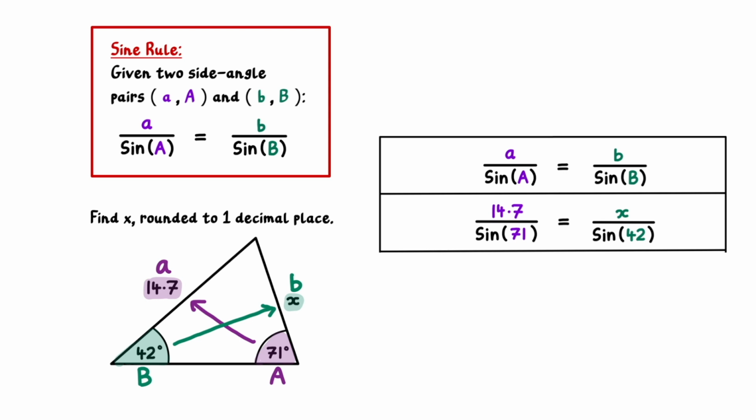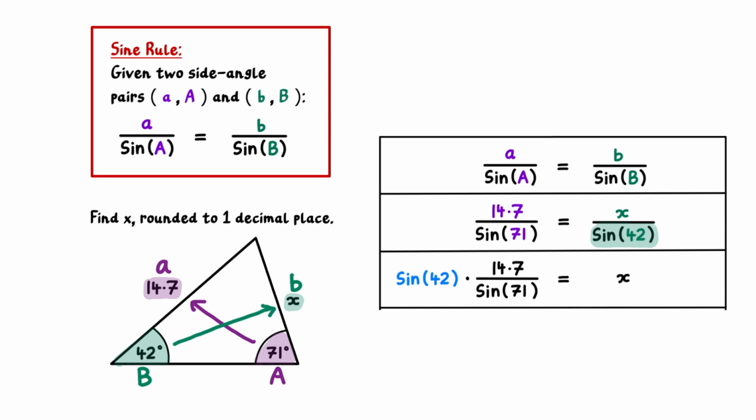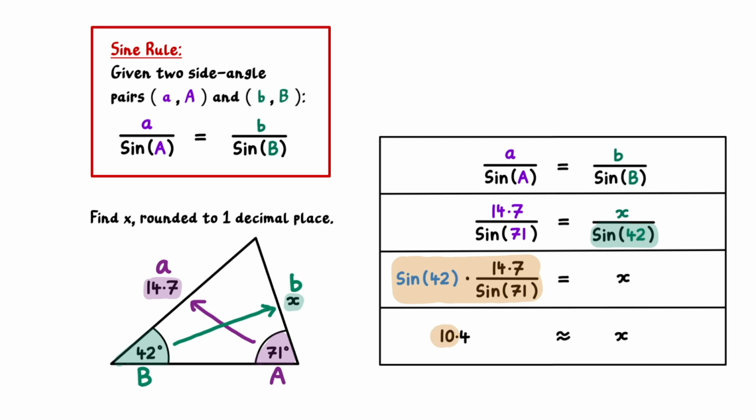To isolate the x, we'll need to get rid of the division of sine 42 on the right-hand side. We can do this by multiplying both sides by sine of 42. Typing the entirety of the left-hand side into our calculator and rounding to one decimal place, we get an answer that x equals 10.4.